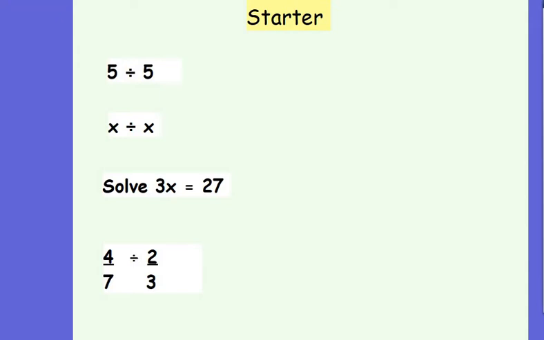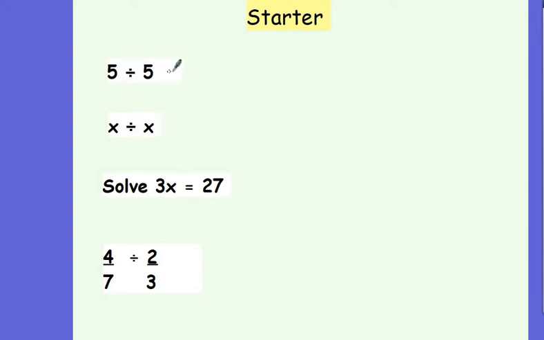Here's our starter for today. Can you work out 5 divided by 5? Can you then work out x divided by x? Can you solve the equation 3x is equal to 27? And then can you work out 4/7 divided by 2/3? Please pause the video and complete those questions in your light blue books now.